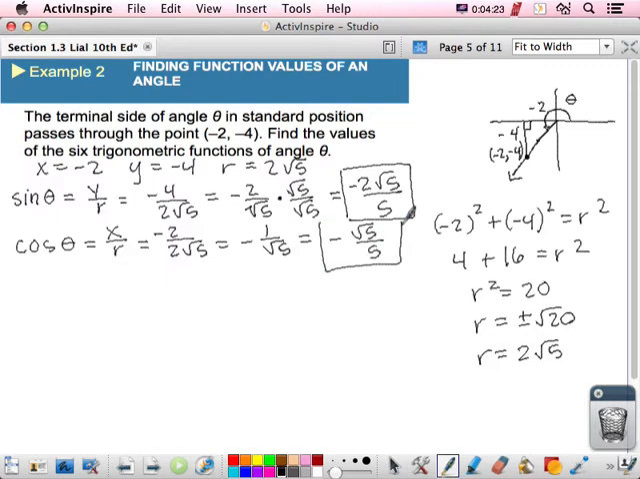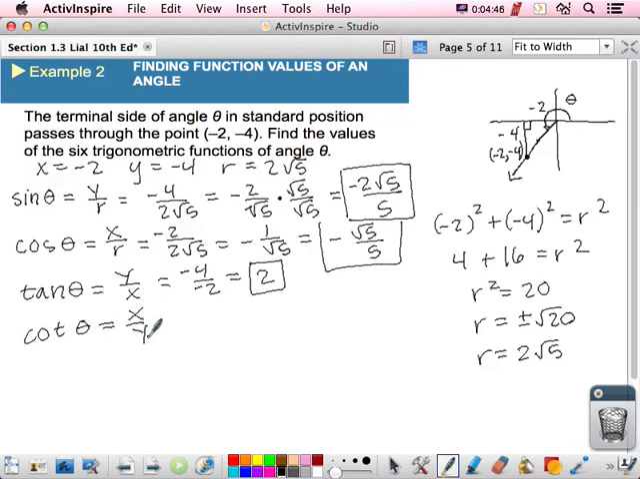Alright. Then tangent. So tangent of theta is equal to y over x, which is easier because it doesn't have a radical. So that's just -4 over -2, which is +2. Cotangent is x over y, or you can think of it as the reciprocal of tangent, however you want to do that, which is -2 over -4, which is +1/2.